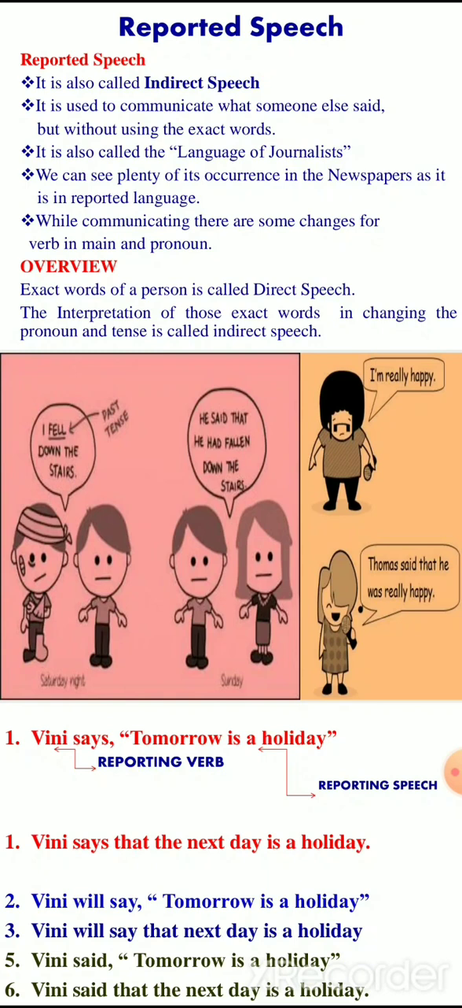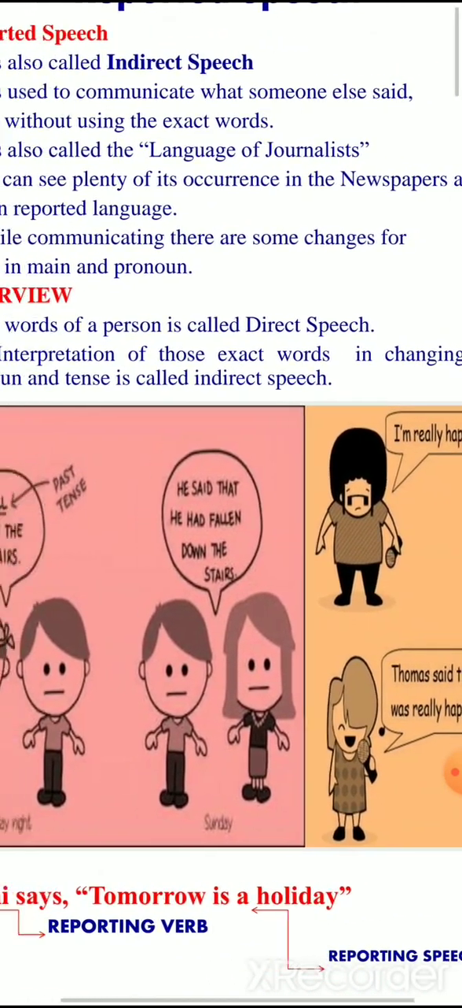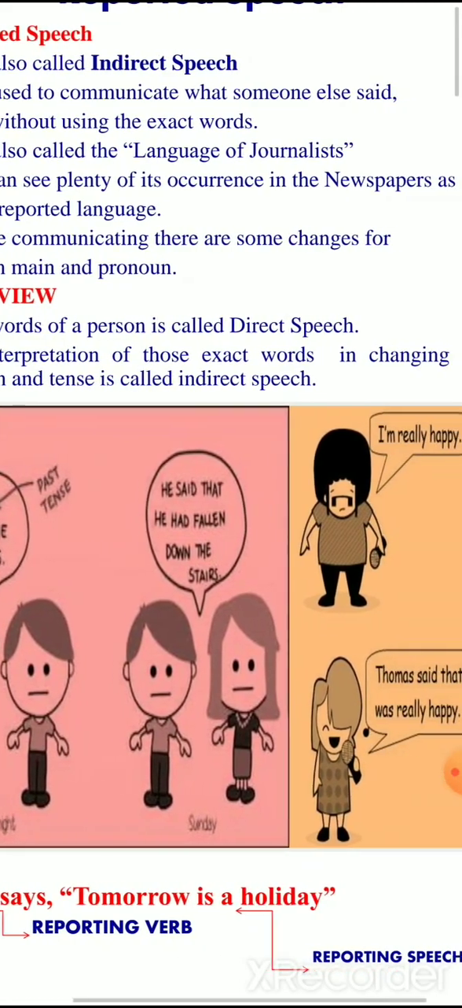If you say I am not well, that sounds senseless. Then she will ask you what happened to you. Here the original communication is I am not well, but when you tell your friend, you have to interpret the words in past tense, like she is not well. See how the communication differs. This is also called the language of journalists, and we can see plenty of it in newspapers, as it is reported language.